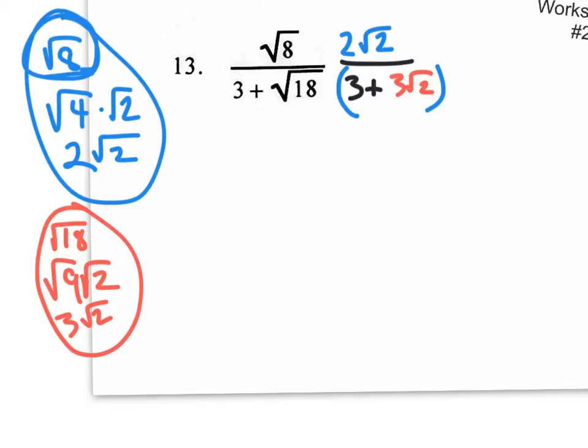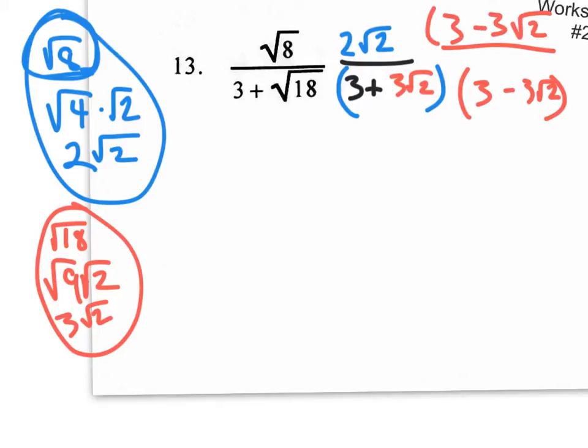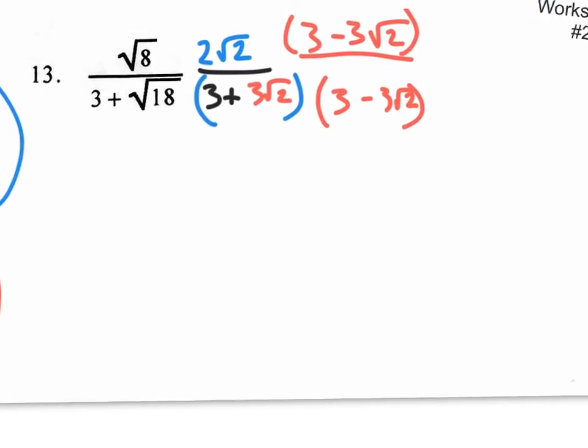Once again, to get rid of the radical within a binomial, you have to multiply it by its conjugate. And the conjugate is the same exact binomial, but just with a different sign in the middle. And what you do to the bottom, you must do to the top. So you're going to also multiply the top by 3 minus 3 square root of 2. And a close parenthesis. And let me move this over here to make more space.